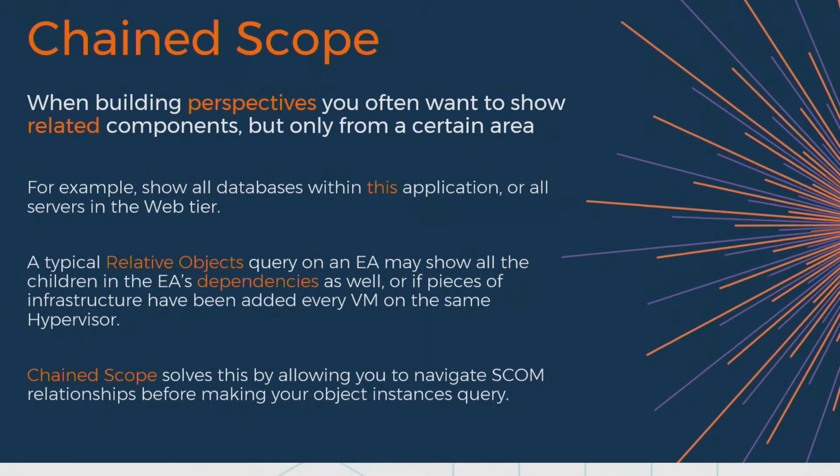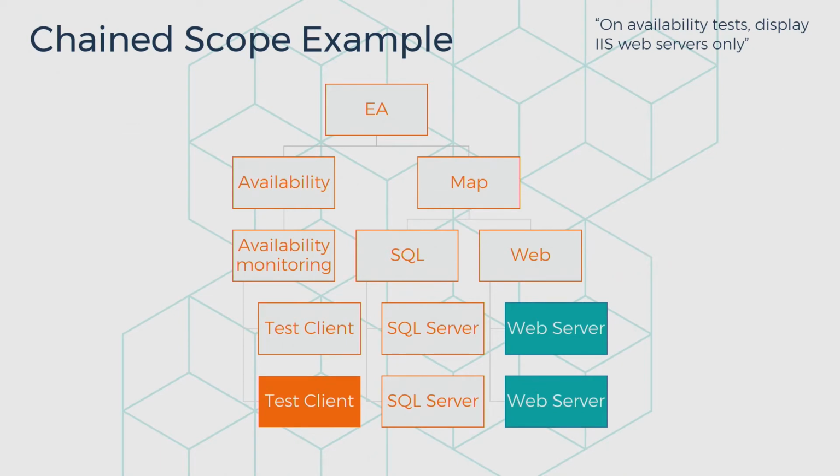Now you can see what you want to be able to see. So as a diagrammatic example, let's say this is an example of an EA we've got here, and here at the top, we've got availability and map. I've removed dependencies from this diagram, but obviously that would be over here as well. And let's say you wanted to create a perspective on your availability tests that says when a web test fails, show me all of the IIS web servers only inside this app.